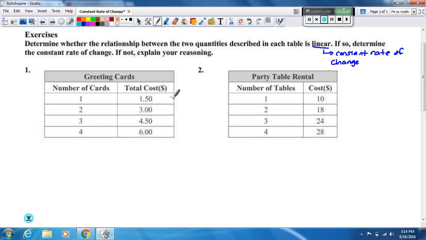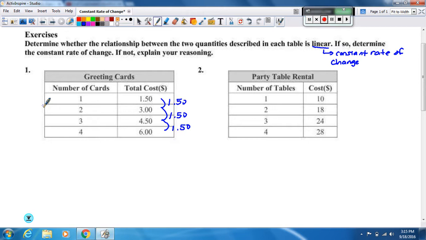Okay, so you want to see what your cost on this first one is doing. Here it's going up by $1.50, and $3 plus $1.50 is $4.50. So that's going up by $1.50, and $4.50 plus $1.50 is $6. So that's going up by $1.50. The cost is going up by the same amount.